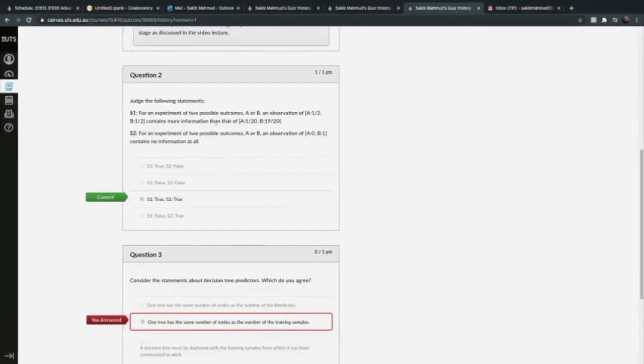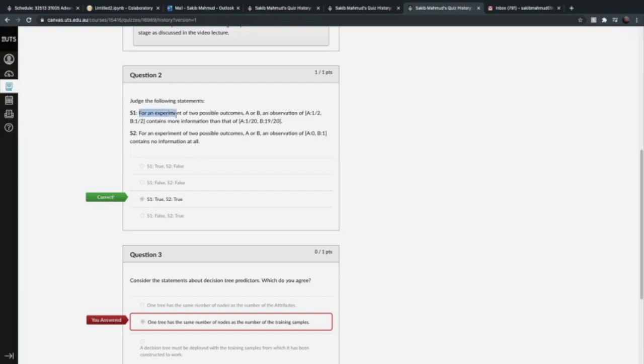So for quiz 5, question number 2, I've been asked to judge between two statements, S1 and S2. The first one has two possible outcomes, A or B. An observation of A 1/2, B 1/2 contains more information than that of A 1/20, B 19/20. For S2, for an experiment of two possible outcomes, A or B, an observation of A0, B1 contains no information at all.